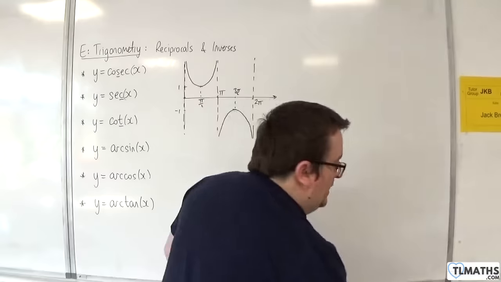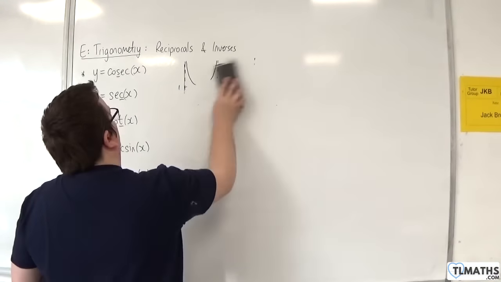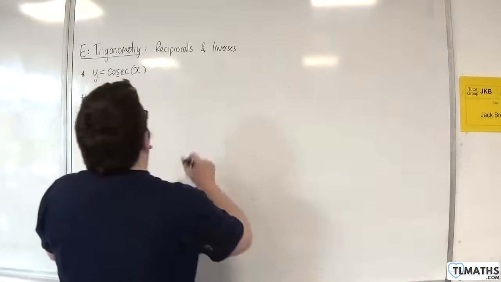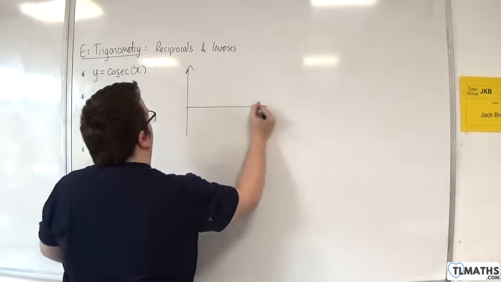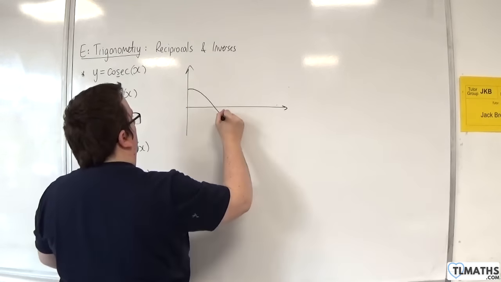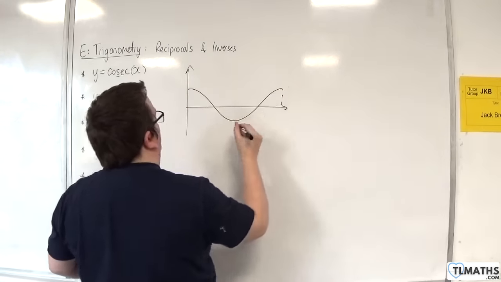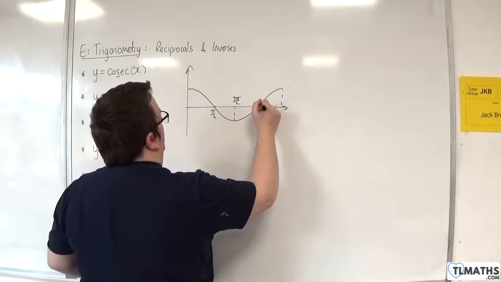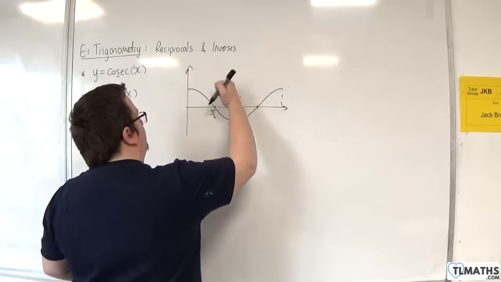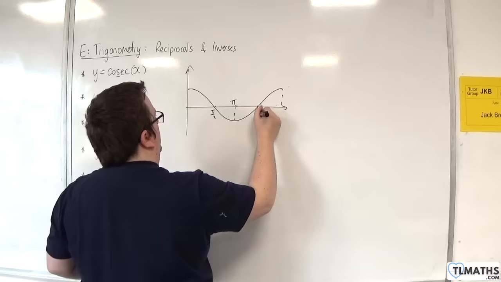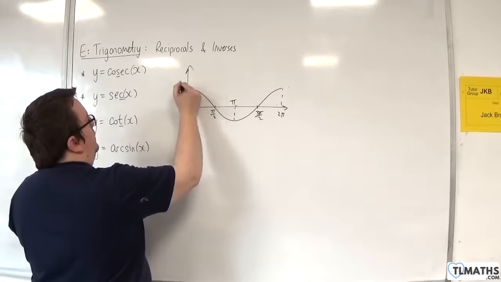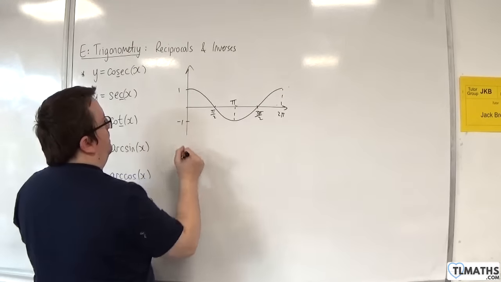So let's take a look at sec. Again, sketch the original curve first. So here's cosine. There's your pi over 2, pi, rather, and that's 3 pi over 2. And that's 2 pi. Apologies for that. So that's 1, and that's minus 1.